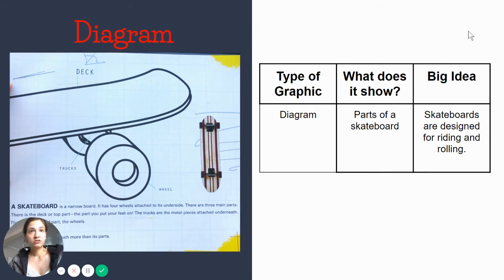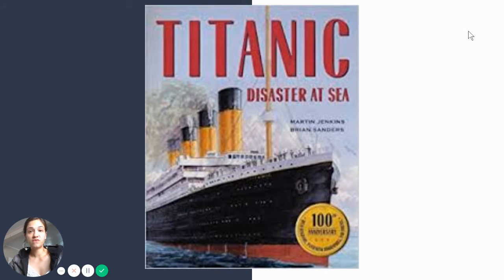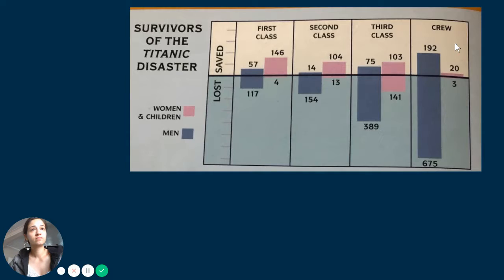Okay? So we're going to go into our next example, which is from the book Titanic, Disaster at Sea. Do you know what kind of graphic this is? This is called a graph. So in this graph, let's look closely at it. We see a few different things here. It's called Survivors of the Titanic Disaster. We have a key down here, and the key is telling us that women and children are shown in pink and men are shown in blue.